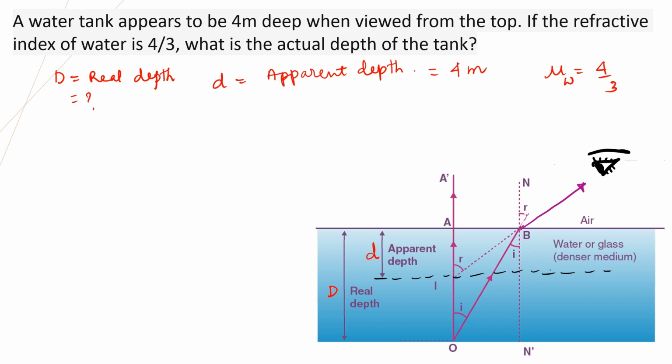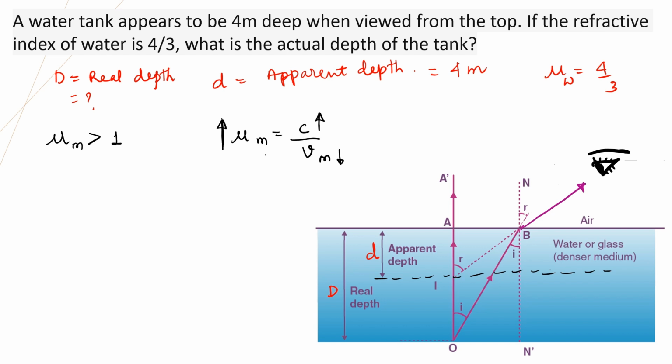What is the trick? The refractive index of any medium is going to be greater than 1. Correct? Because refractive index is equal to speed of light in vacuum or air divided by speed of light in medium. Speed of light in vacuum is greater than speed of light in medium, hence the numerator is larger compared to the denominator. So mu of medium with respect to air is always going to be greater than 1.